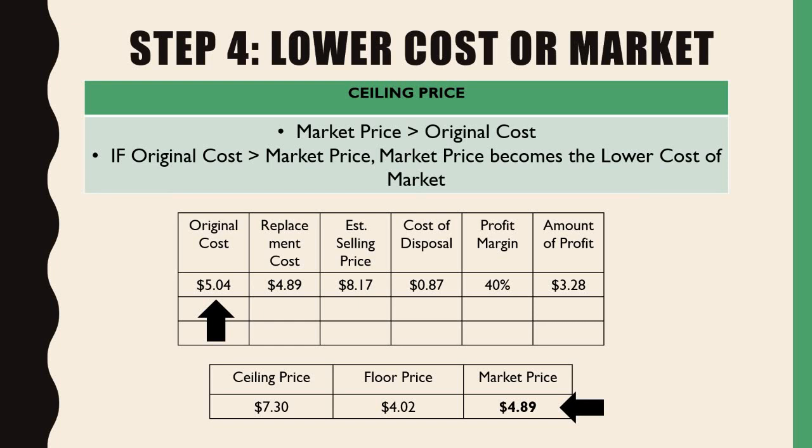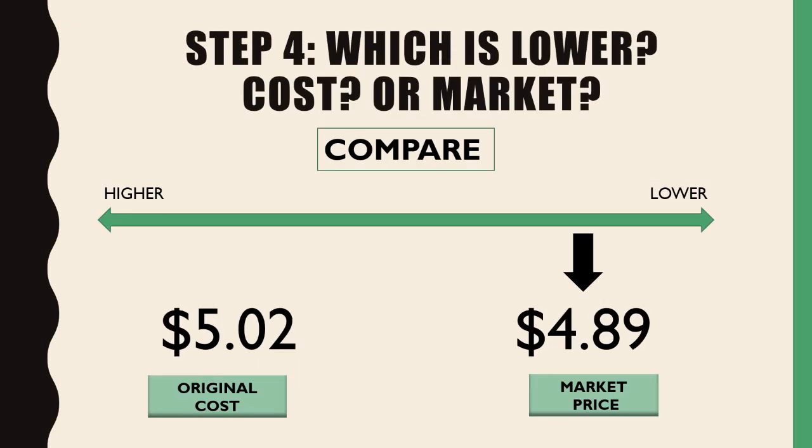So for instance, let's do it again. Compare which one's lower. In this case, my original cost was $5.02 and my replacement cost was $4.89. So obviously, $4.89 is lower than $5.02. So therefore, my lower cost or market is going to be $4.89. Okay? Any questions in regards to what we learned?